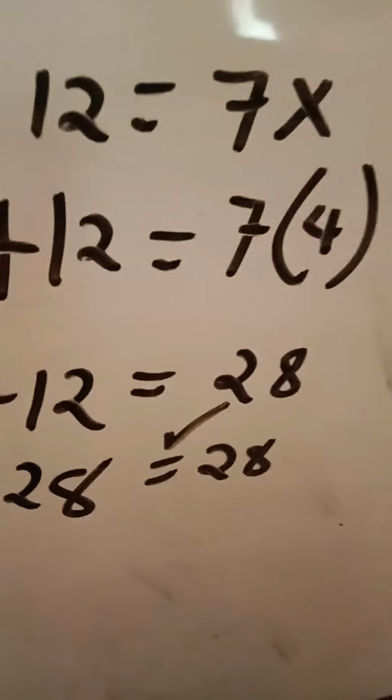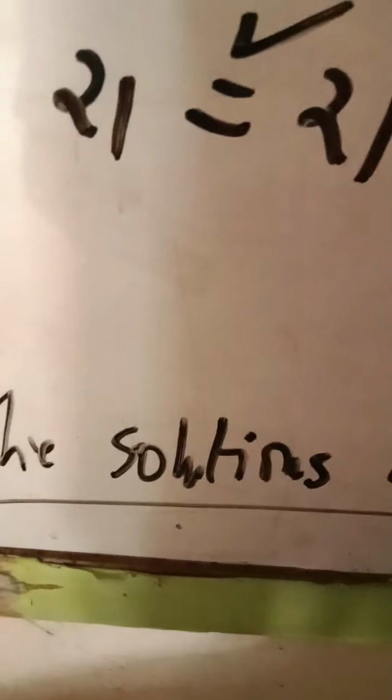So our solutions are x is equal to 3 and x is equal to positive 4. The solutions are x is equal to 3 and x is equal to 4. So this is now our solutions.